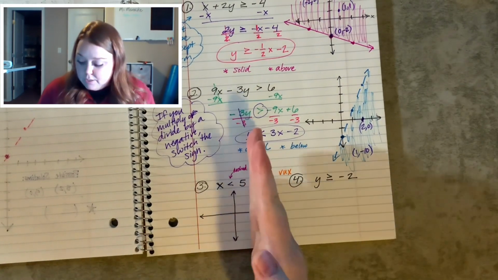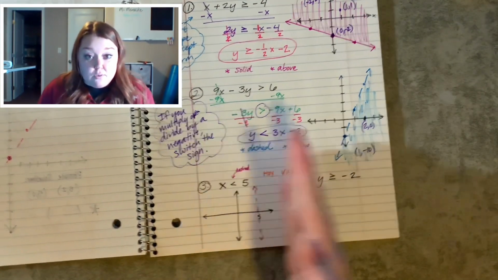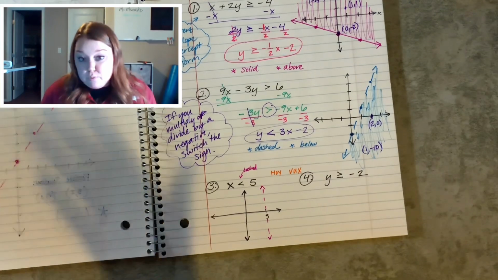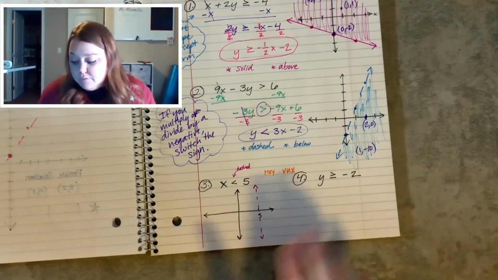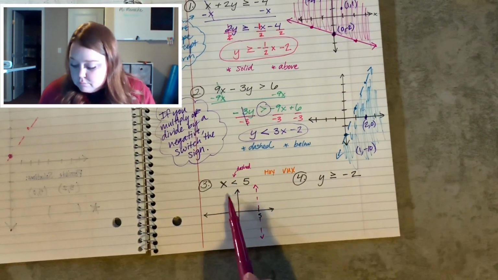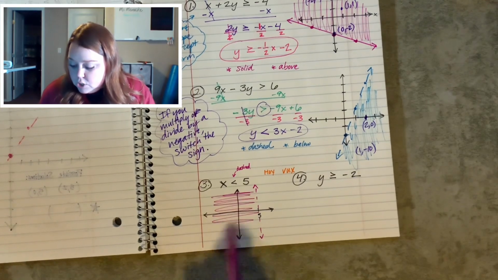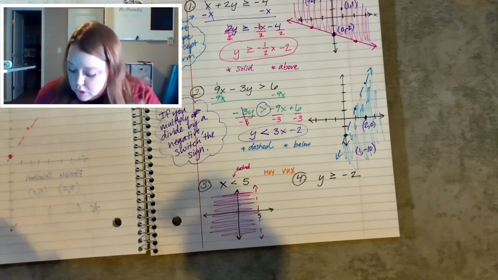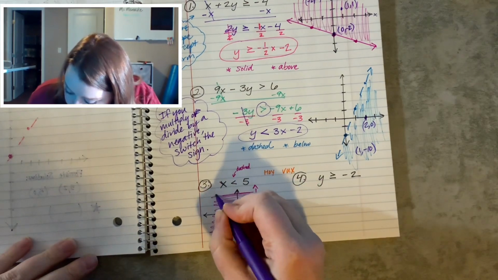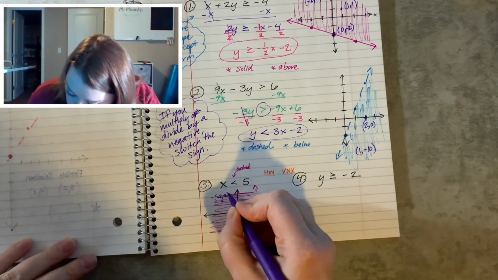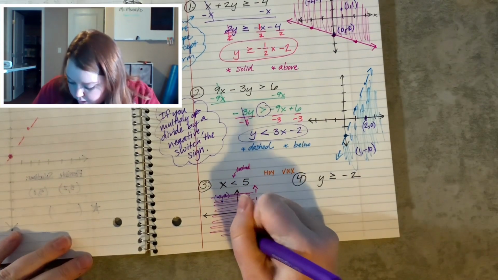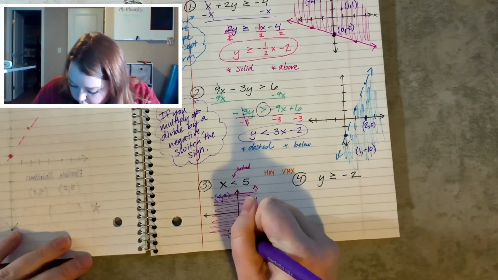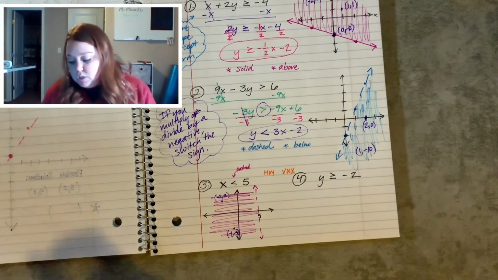So which way do you think? We've got 2 options, left or right. There's no above and below for a vertical line. Left or right? Well, it's less than, so it's left. So anything over there in that zone would be a possible solution. Like right here would be (-2, 2), that would be a possible solution. Down here, (-1, -5), that's a possible solution.